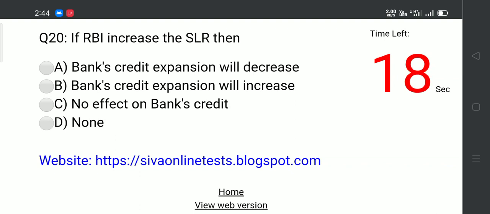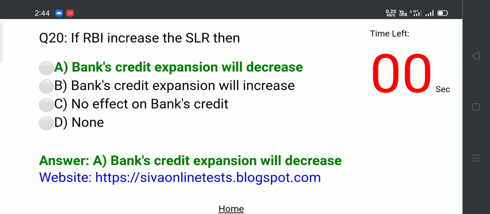Question 20. If RBI increases the SLR then. Options. A. Bank's credit expansion will decrease. B. Bank's credit expansion will increase. C. No effect on bank's credit. D. None. Answer. A. Bank's credit expansion will decrease.